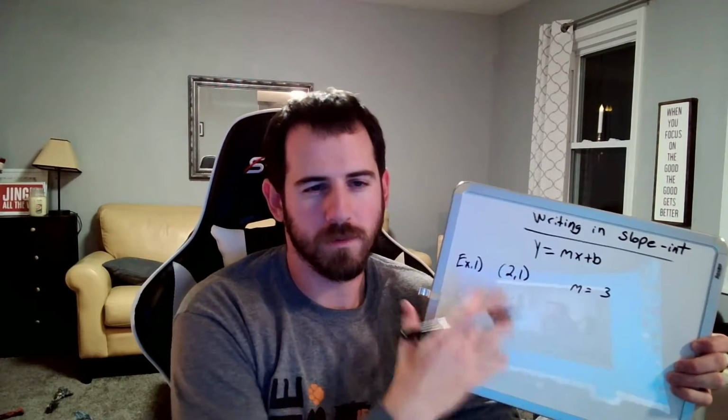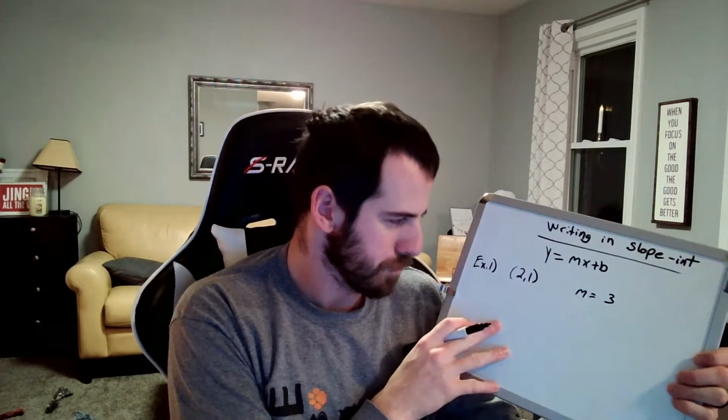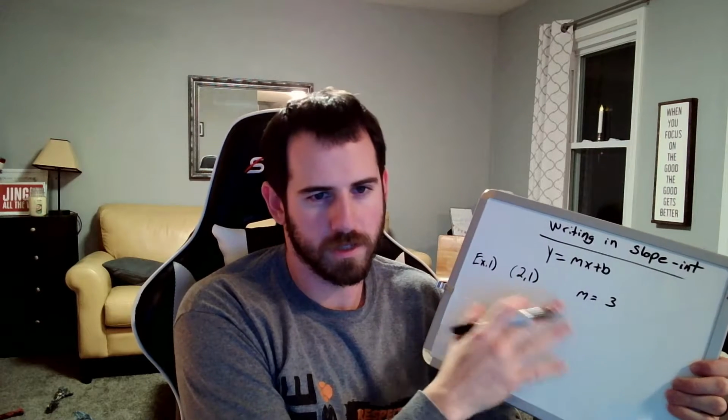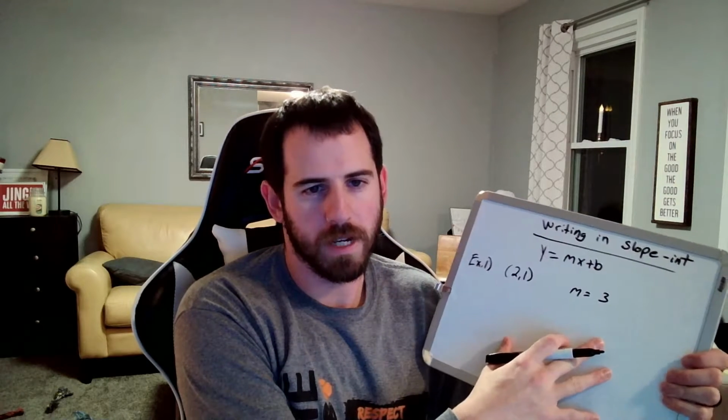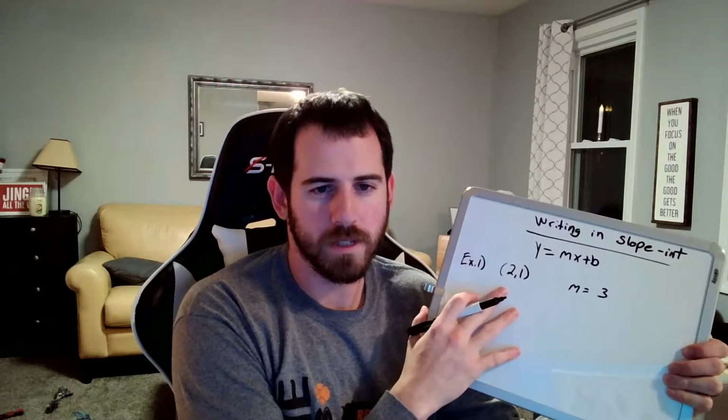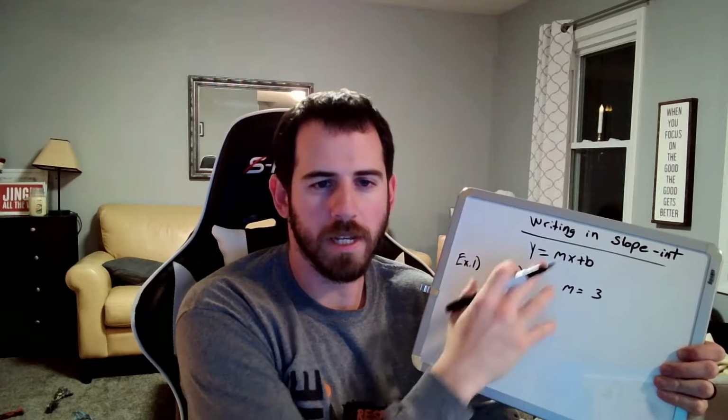So for example one, I'm going to give you a point of (2, 1) and a slope of 3. Normally there'd be some sort of sentence along with this, but for now it's just this. You have a point and you have the slope. You need to take this point and this slope and plug it in.